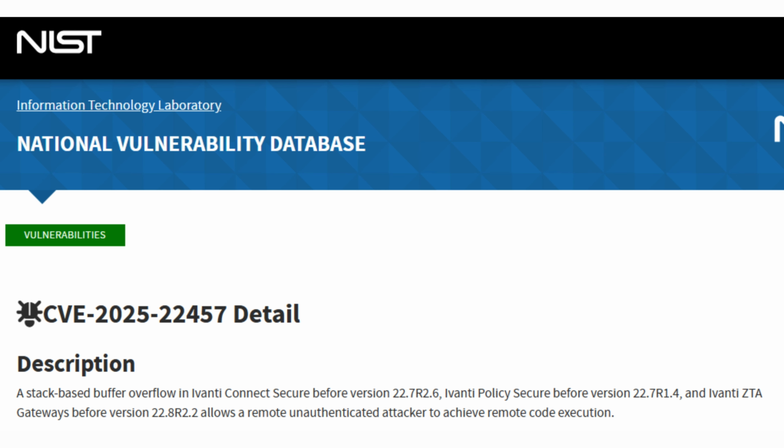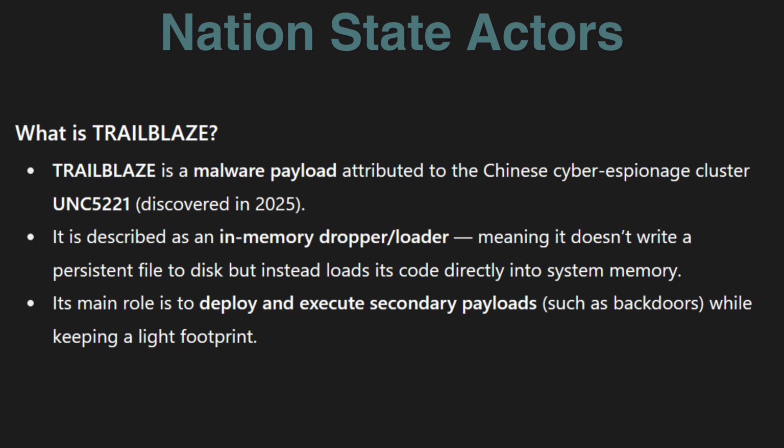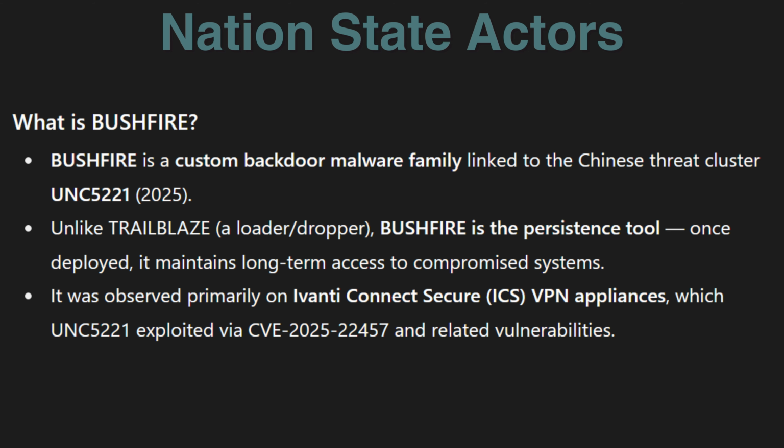2025-22457, the Ivanti Connect Secure VPN buffer overflow, which is actively exploited by Chinese cyber espionage group UNC5221. After patch release in early 2025, attackers crafted exploits for older versions, deploying payloads like Trailblaze and Memory Dropper and Bushfire, which was a backdoor.